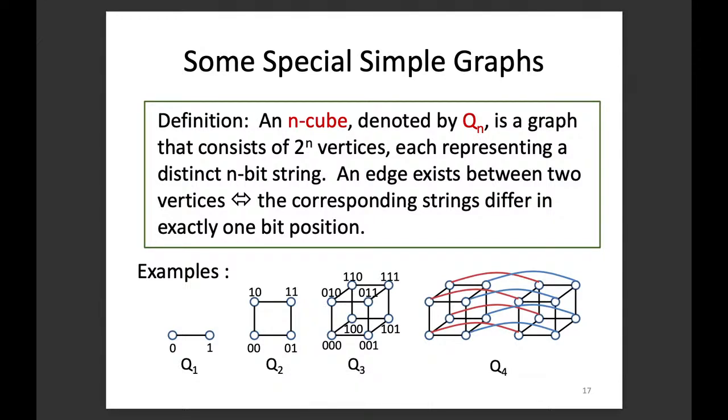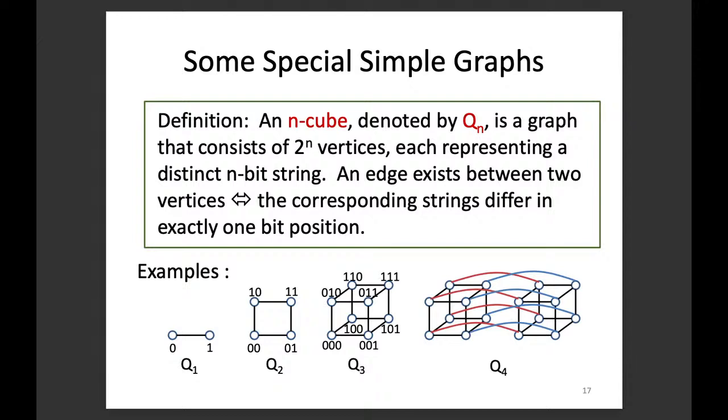And to get a 4-dimensional cube, we draw 2 of the 3-dimensional cube first. We draw a 3 cube here, we draw another 3 cube here, and after that, we join the corresponding vertices together by an edge. So in that case, we have a 4 cube. So an n-dimensional cube can be defined recursively, iteratively using this idea.